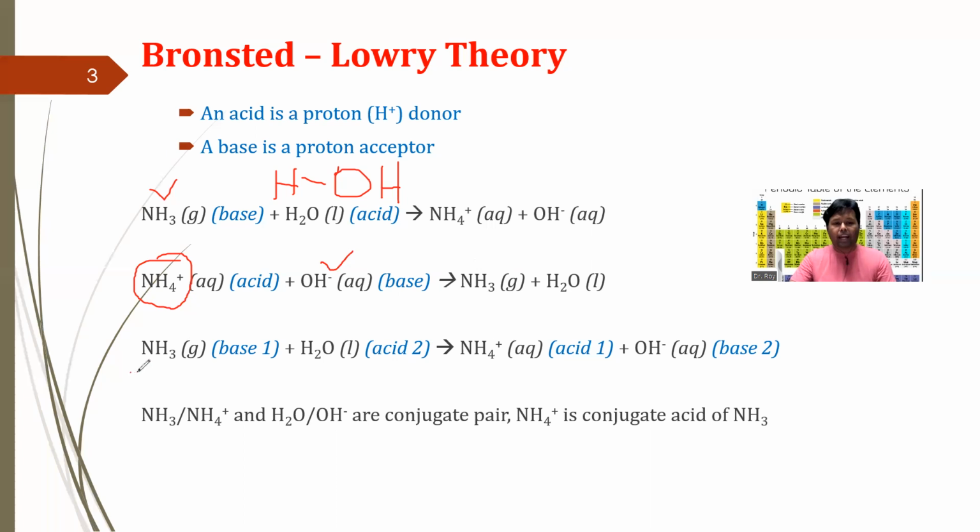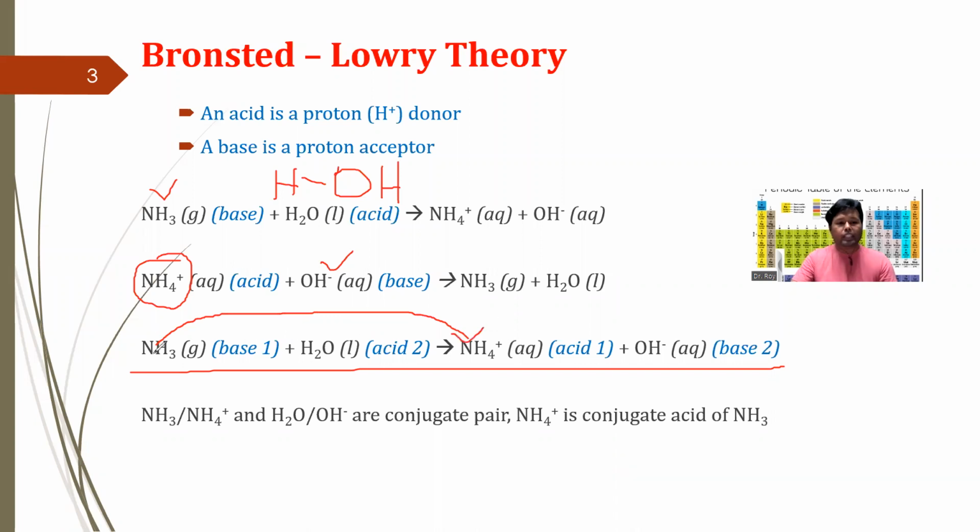So from here we can see, if we consider this is a base and this is an acid, which has been formed by accepting one proton by the base. So when this base accepts one proton, it becomes an acid. So this is base and acid.